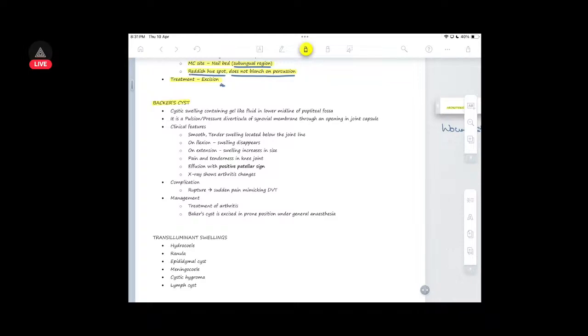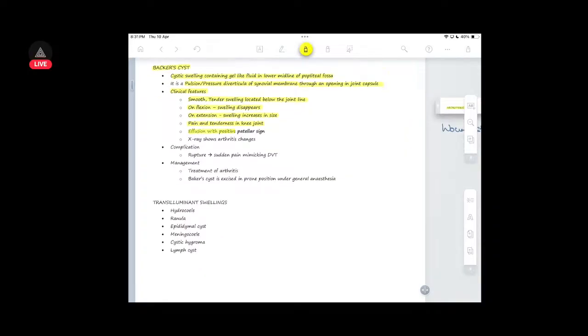Then you move on to Baker's cyst, which is a cystic swelling containing gel-like fluid in the lower midline of the popliteal fossa. It is a pulsion or pressure diverticulum of synovial membrane through an opening in the joint capsule. Clinical features: smooth, tender swelling located below the joint line. On flexion the swelling will disappear; on extension it will increase in size. Pain and tenderness in the knee joint is noticed. Effusion will be there with positive patellar sign, and X-ray will show arthritic changes. Complication: rupture, which results in sudden pain mimicking DVT. Management is treatment of arthritis, and Baker's cyst is excised in prone position under general anesthesia.